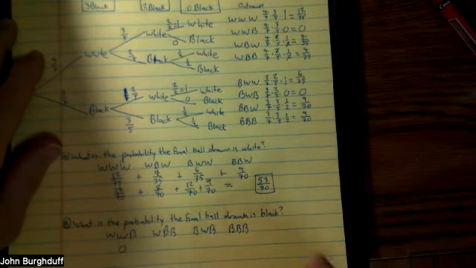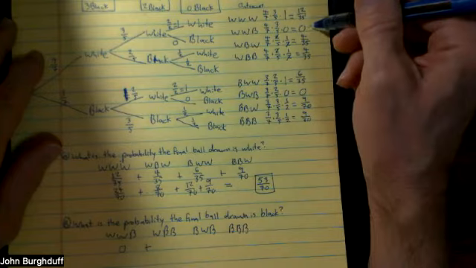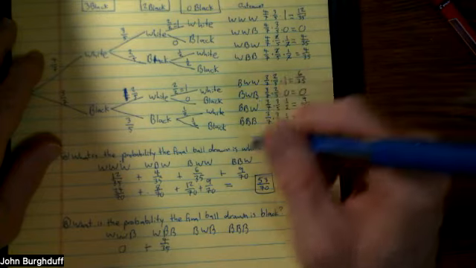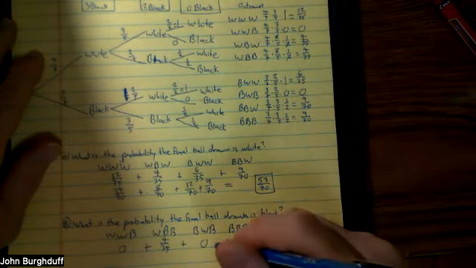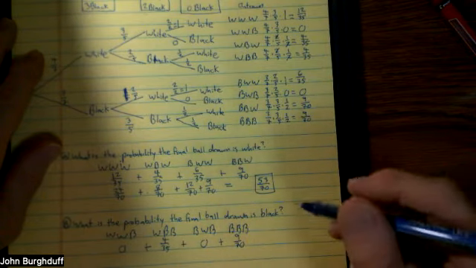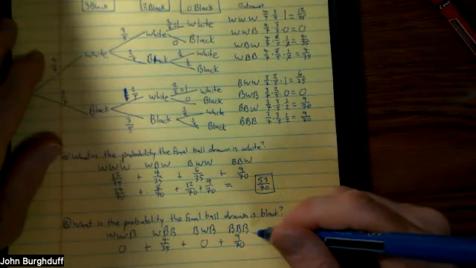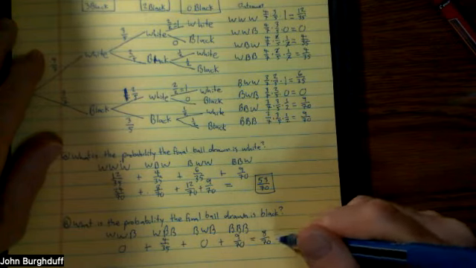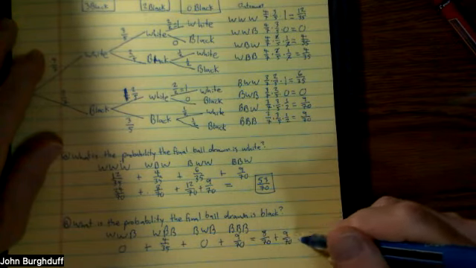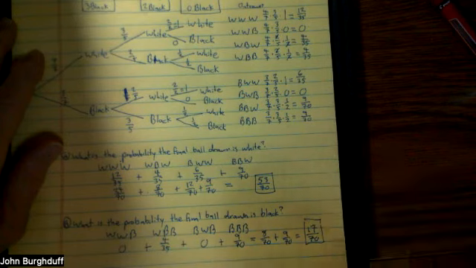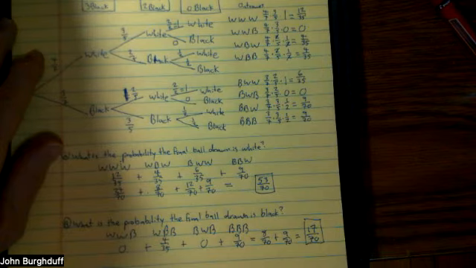I'm sure we can still see that. Yep, 0 plus white, black, black, 4 over 35. Black, white, black, that's a probability of 0. And black, black, black is 9 over 70. Let's stay on this line so we don't go off the bottom of the screen. Pretty simple, 4 over 35 plus 9 over 70. That becomes 8 over 70 plus 9 over 70, which adds up to 17 over 70. And that's the probability that the final ball drawn is black.